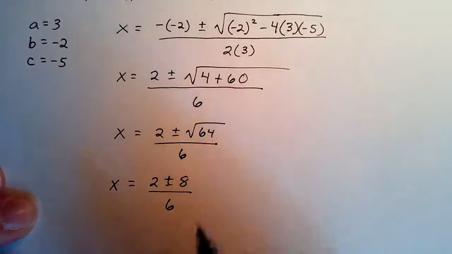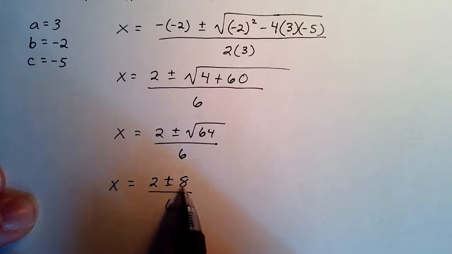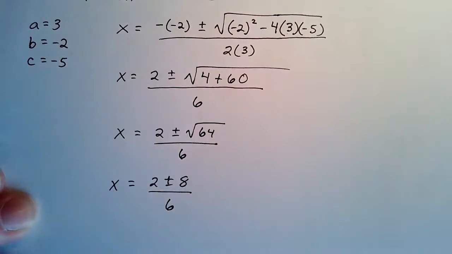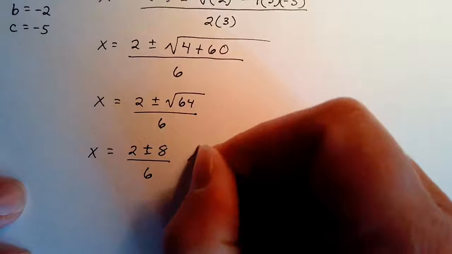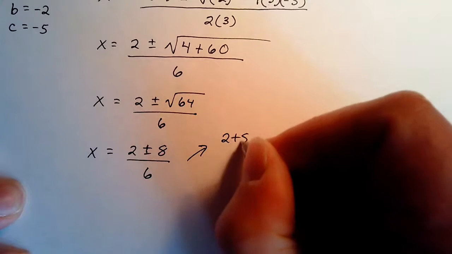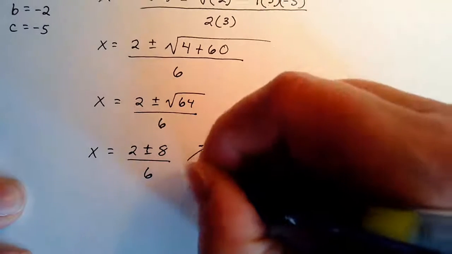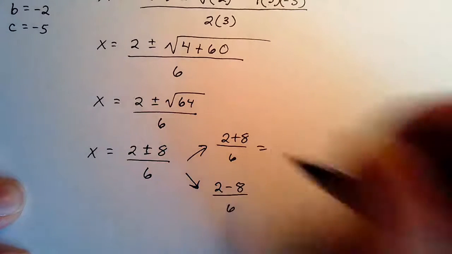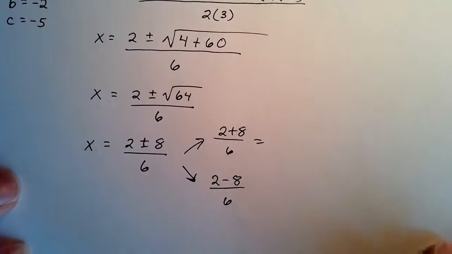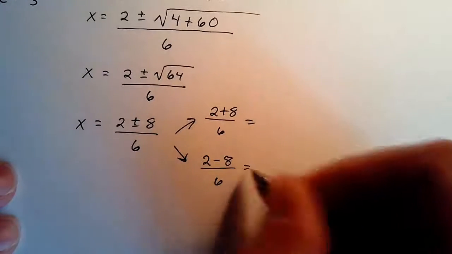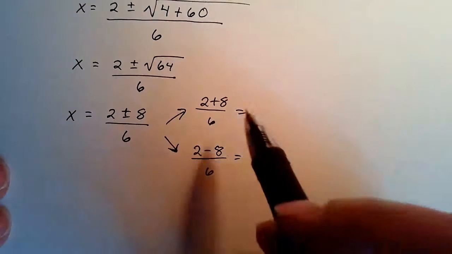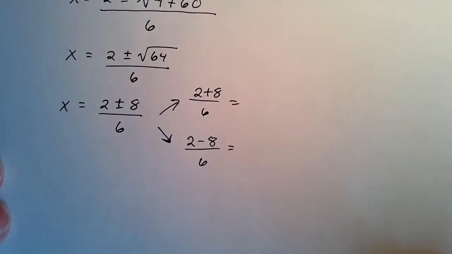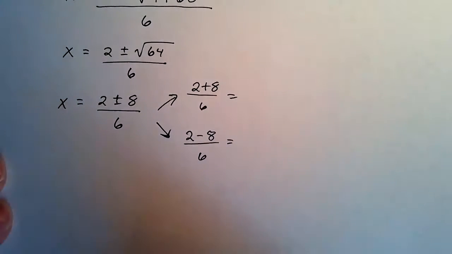Okay. So on one of these, I'm going to have 2 plus 8, and then divide by 6, and then 2 minus 8, and then divide by 6. Now, as you do this, you want to be careful. When you're typing this into your calculator, if you don't hit enter before you hit divide by 6, your calculator's not going to understand the order of operations that you want it to do. That's why I like writing it out like this.